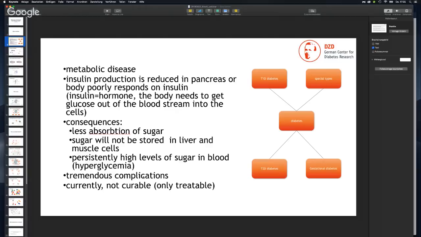In general, we have type 1 diabetes, which is mainly in children, so you're born with it. We have more patients with type 2 diabetes, which is closely related to obesity. And there are some rare forms of diabetes, especially gestational diabetes.